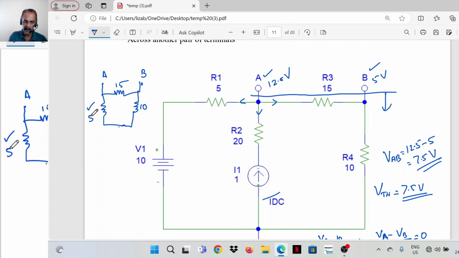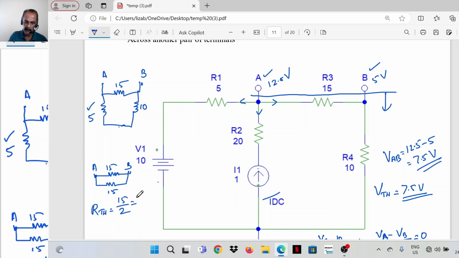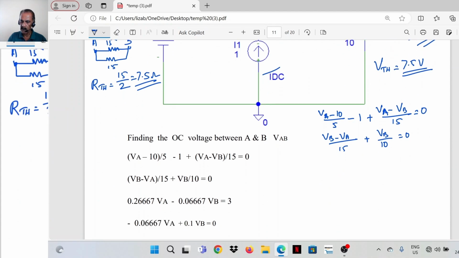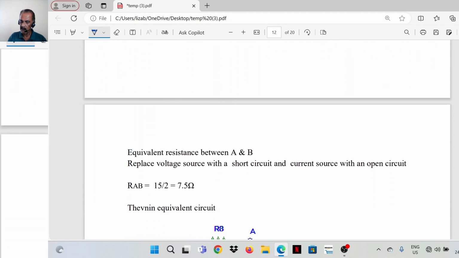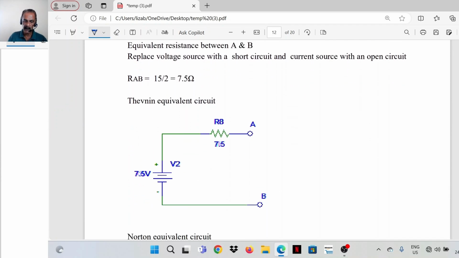So between A and B, 15. This branch also has 15. So between A and B, there is one 15 here and one more 15. The equivalent resistance is 15 divided by 2, which is 7.5 ohm. So 7.5 volt in series with 7.5 ohm is the equivalent circuit.